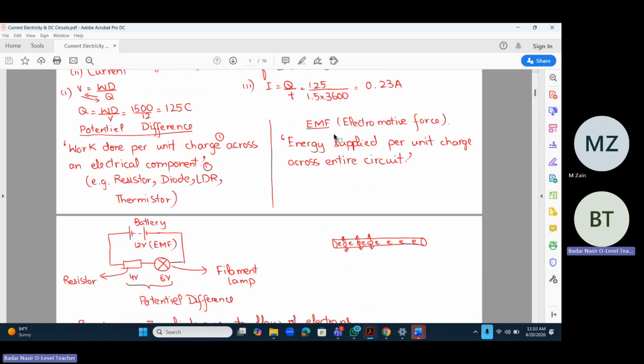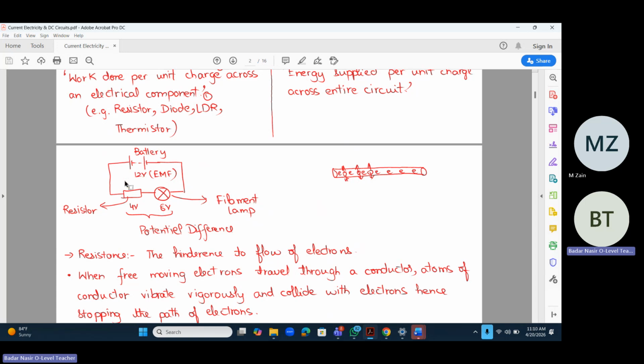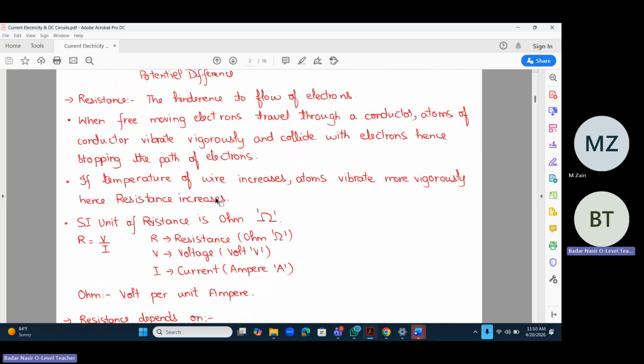Now let's look at the difference between the potential difference and the EMF. So potential difference होता है work done per unit charge across an electrical component, और EMF होता है energy per unit charge across the entire circuit. Next, we have the circuit जिसमें we have a battery, we have a fixed resistor and a filament lamp. ठीक है, so the voltage from the battery is being supplied to the resistor and the filament lamp, और उसमें voltage divide होगा.